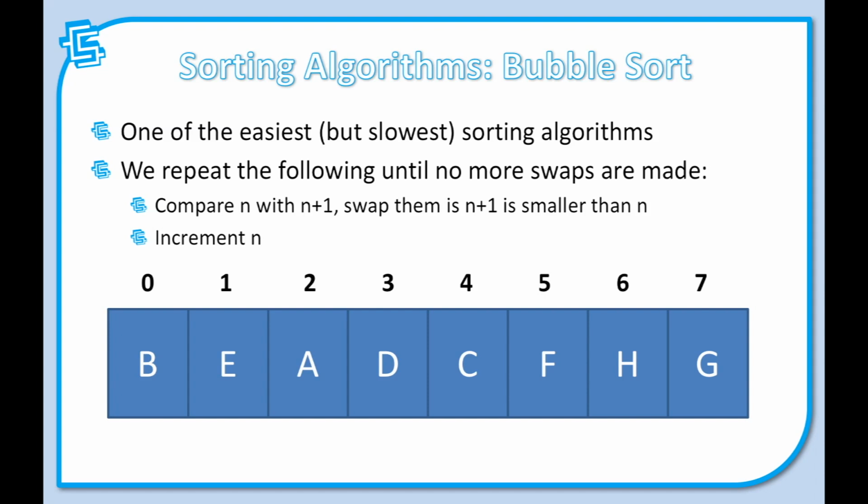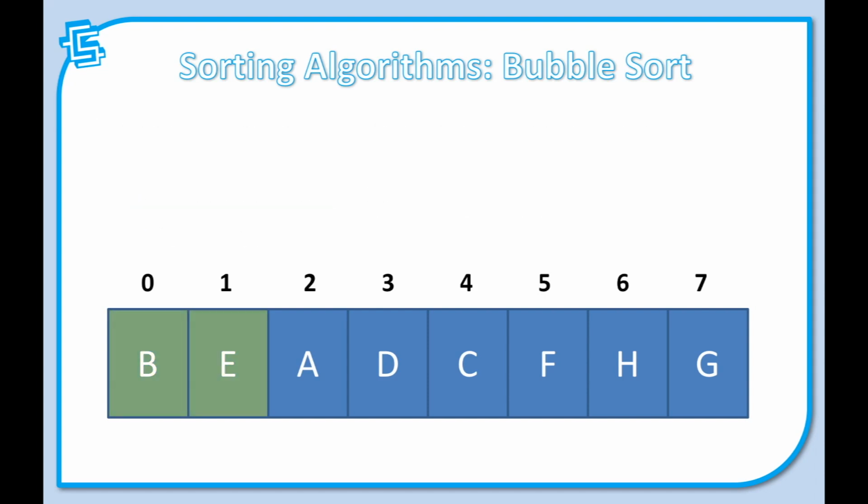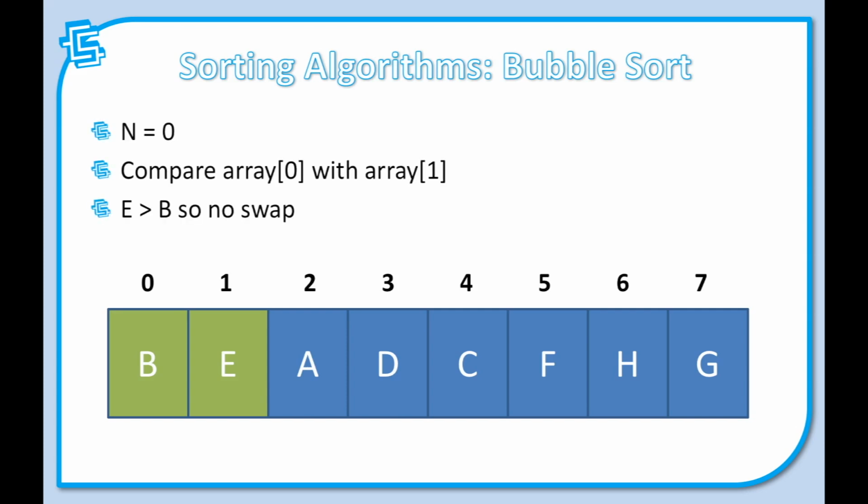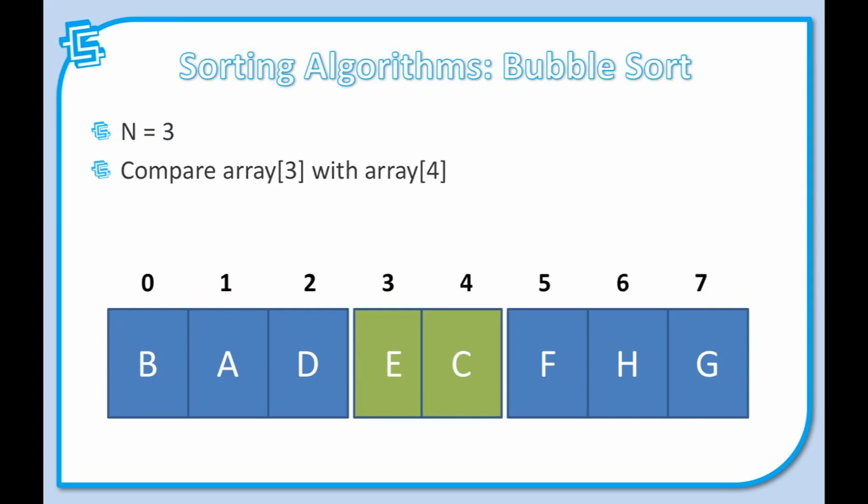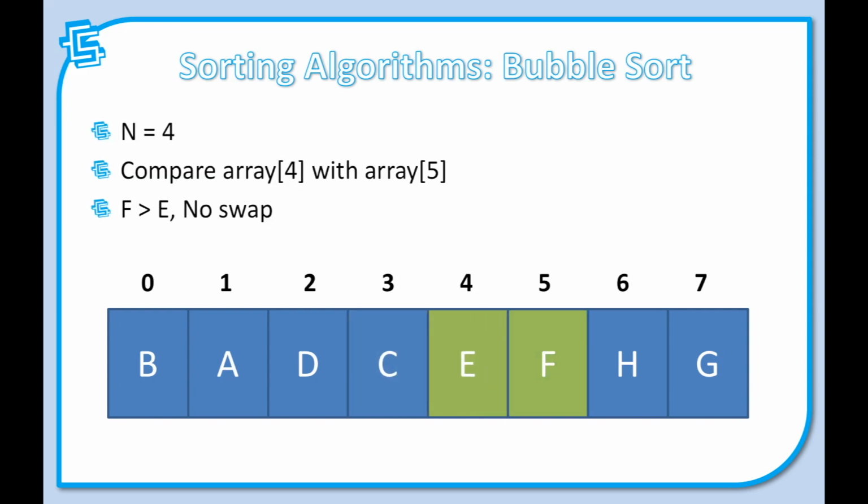A bubble sort is one of the easiest but slowest to execute algorithms. We compare each number with the one next to it and swap them if they're in the wrong order. In this case, E and A are, and we swap them. We continue comparing the numbers and swapping them if they're in the wrong order, so smaller ones on the left, bigger ones on the right, until we get to the end of the array.